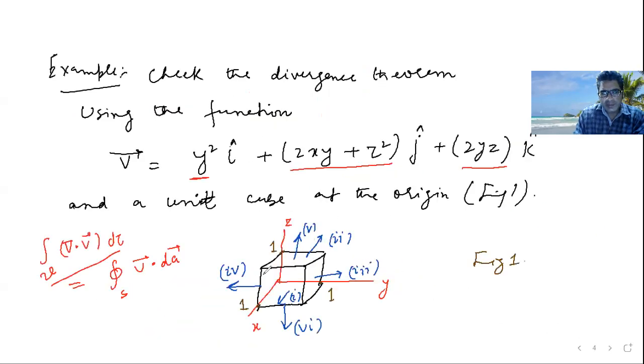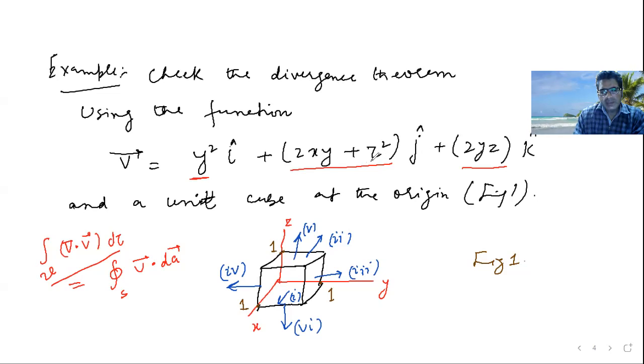This is my 4th face. It is parallel to the xz plane, so there will be dx dz, right? It is pointing along the negative y direction, right? Negative y direction means minus j. So that's why there is a minus in the integral.